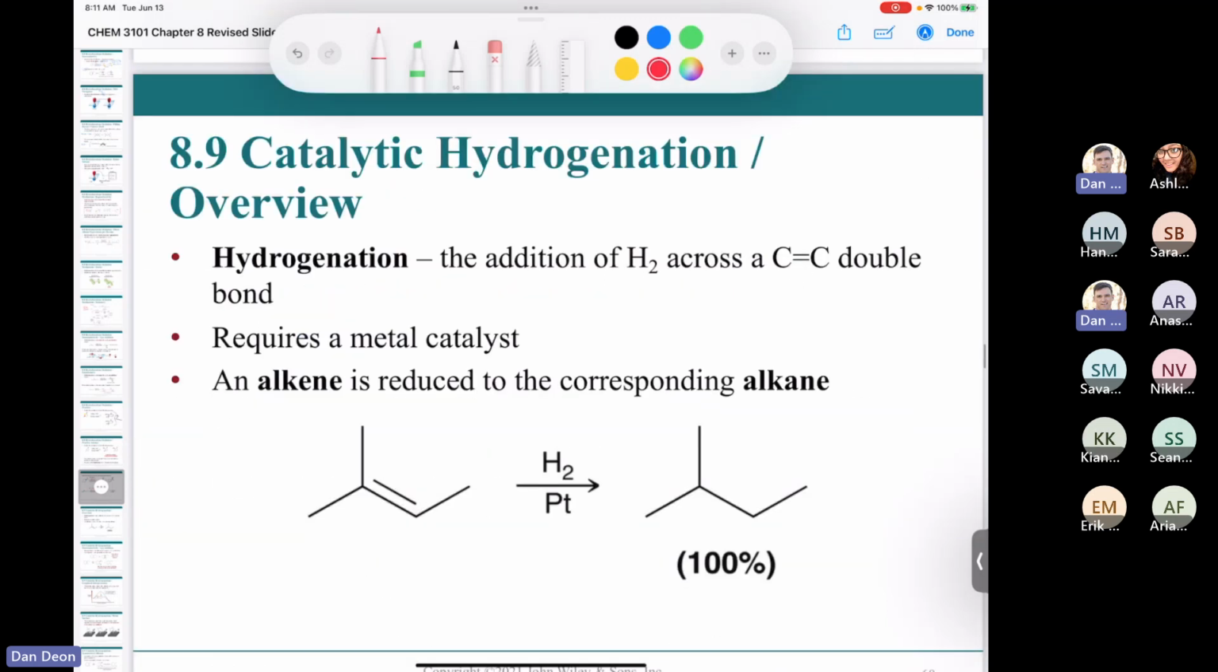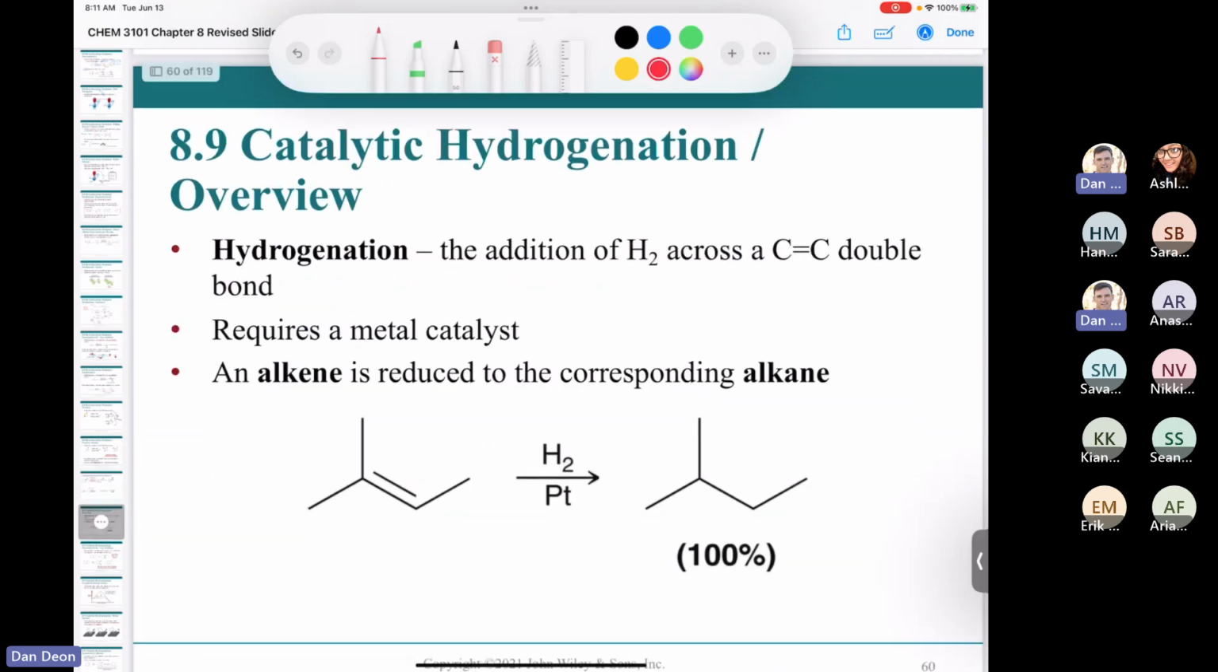So let's move on to our next section, which deals with catalytic hydrogenation. And remember that this chapter deals with addition across pi bonds. And so what are we adding when we're doing a hydrogenation? Well, the name is kind of given away here, hydrogen, right? So we're adding hydrogen.